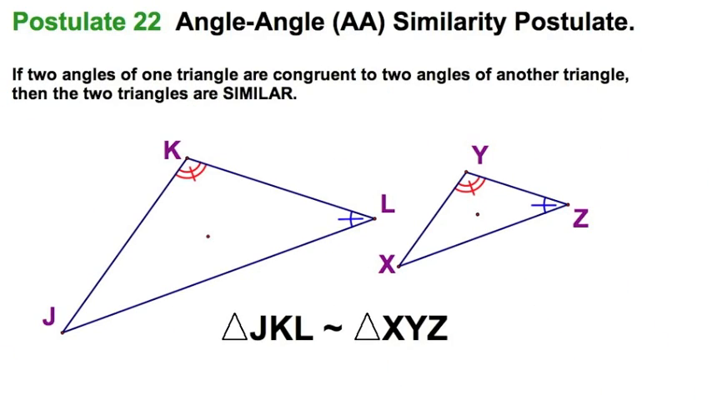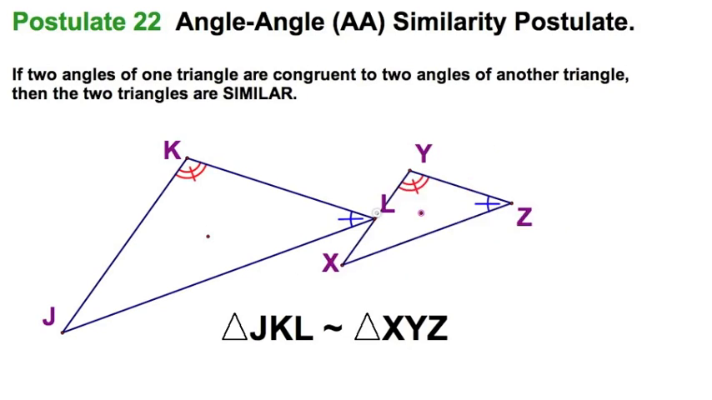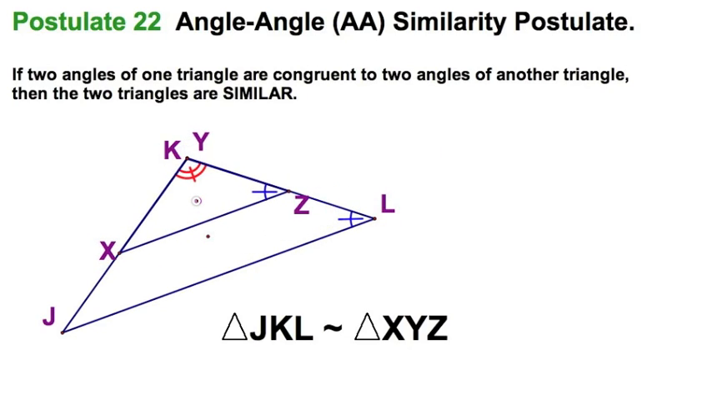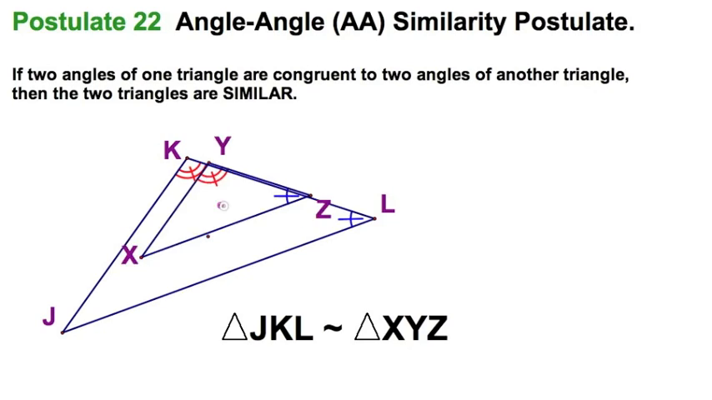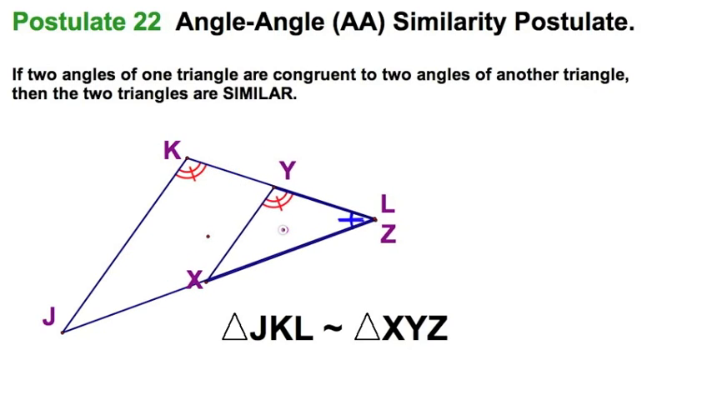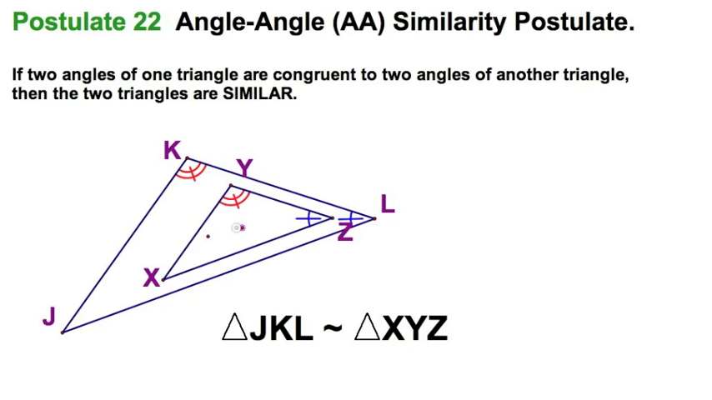Well, here we go with a new postulate, the angle-angle similarity postulate, not congruence. Now look what it says here. We've got two pairs of congruent angles, the red ones, and over here, Z and L, the blue ones. And you were thinking, I thought we needed all three pairs congruent, and we do.